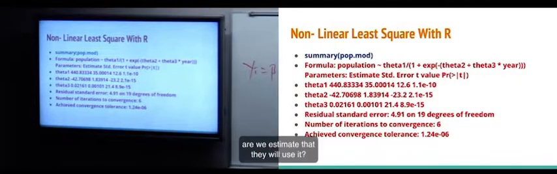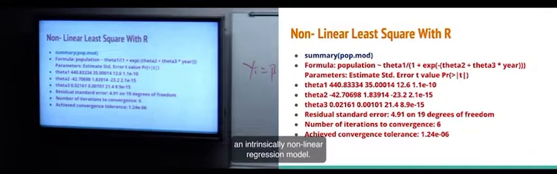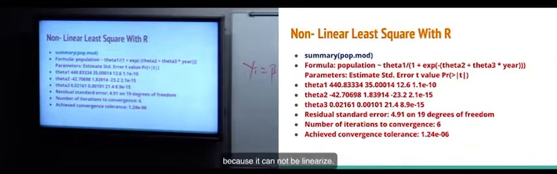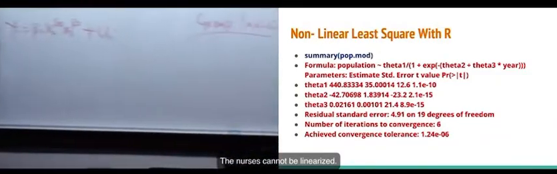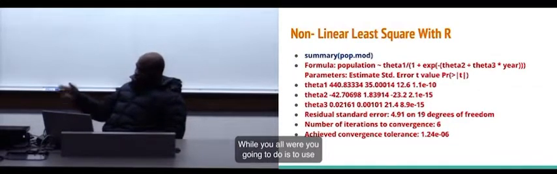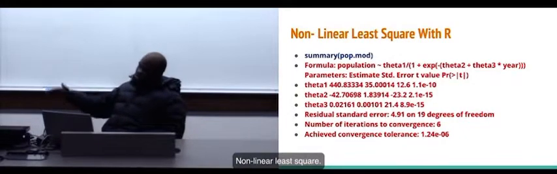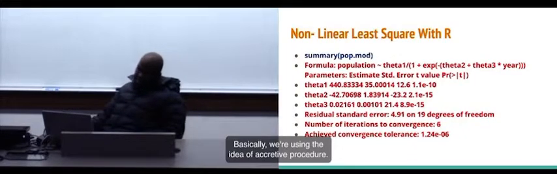Look at that. That is how we estimate that. They were using the idea of nonlinear least squares, where this is an intrinsically nonlinear regression model. It is called an intrinsically nonlinear regression model because it cannot be linearized. Since it cannot be linearized, you cannot use the linear least squares approach. What you're going to do is use nonlinear least squares. The nonlinear least squares basically uses an iterative procedure.